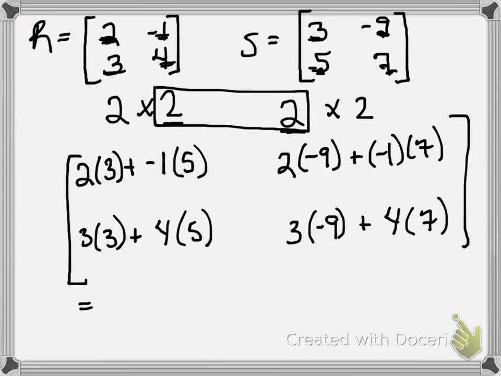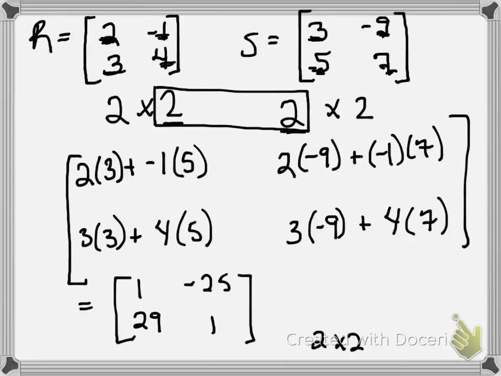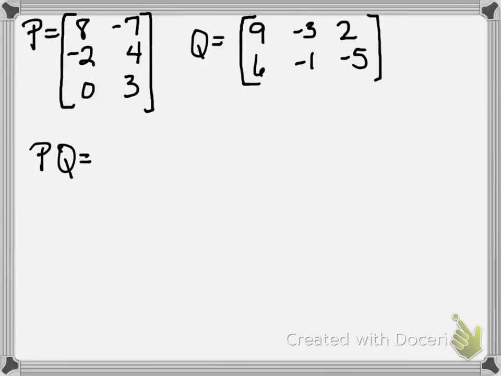So now I can simplify this. If I were to add all this together, I'm going to have 1, -25, 29, and 1. Notice my ending result is a 2 by 2 matrix. That 2 comes from here and from here. The middle ones just kind of disappear. So it's a 2 by 2 matrix. Okay, let's look at another one.